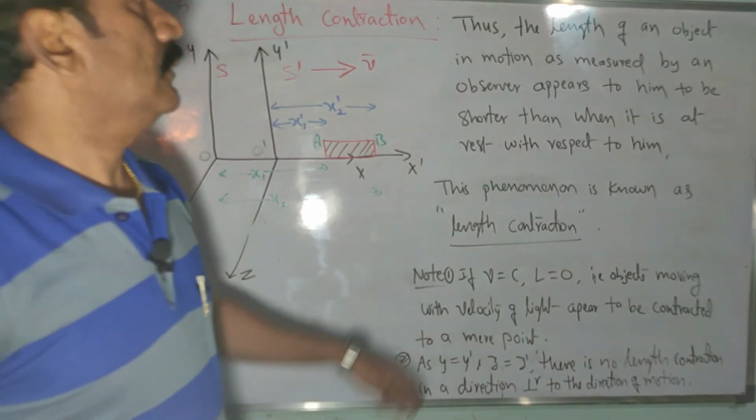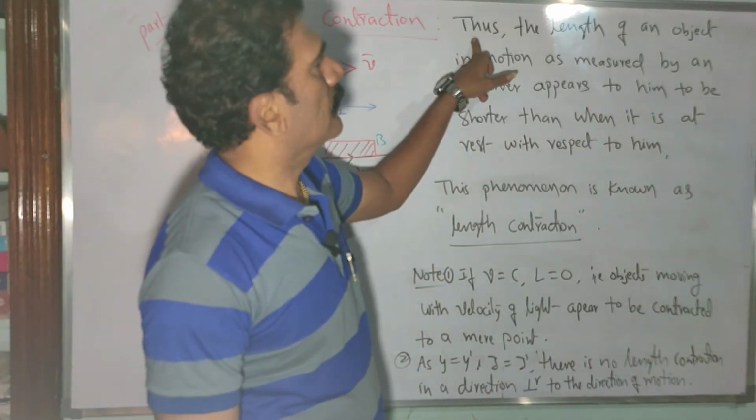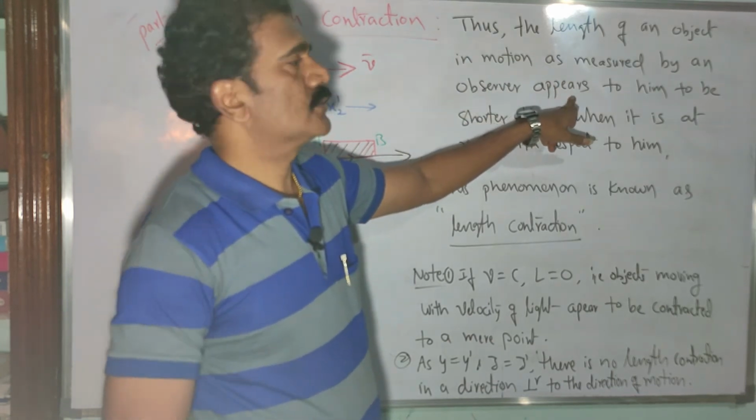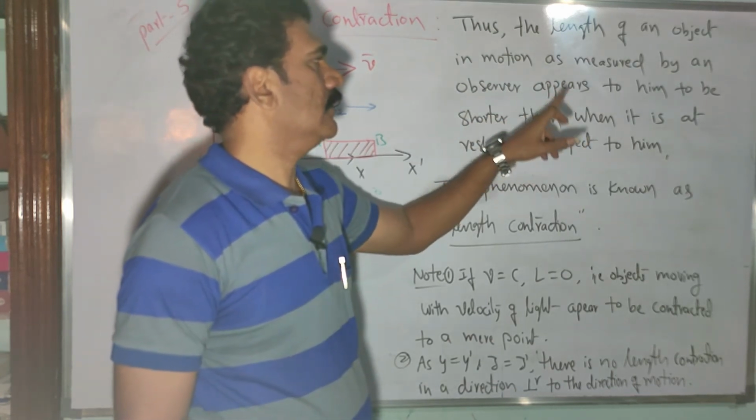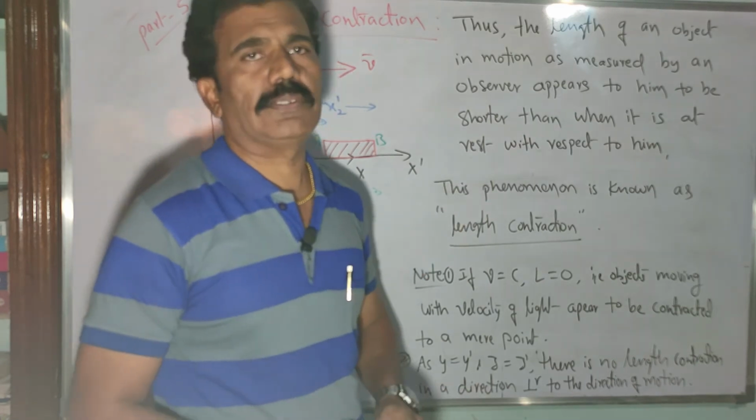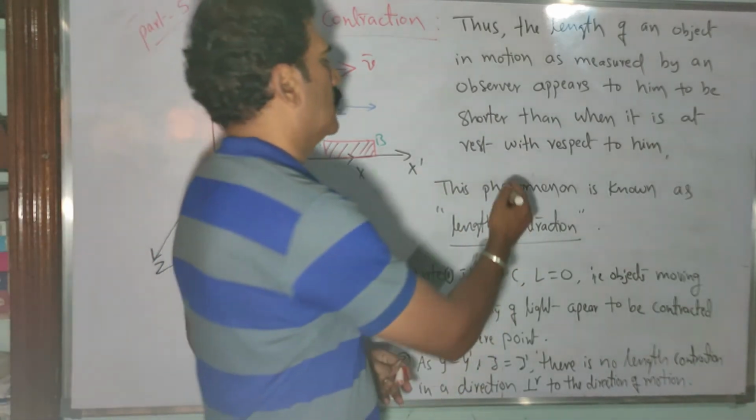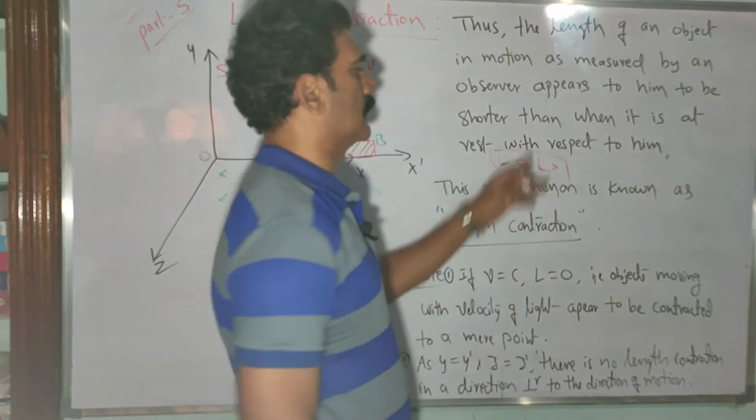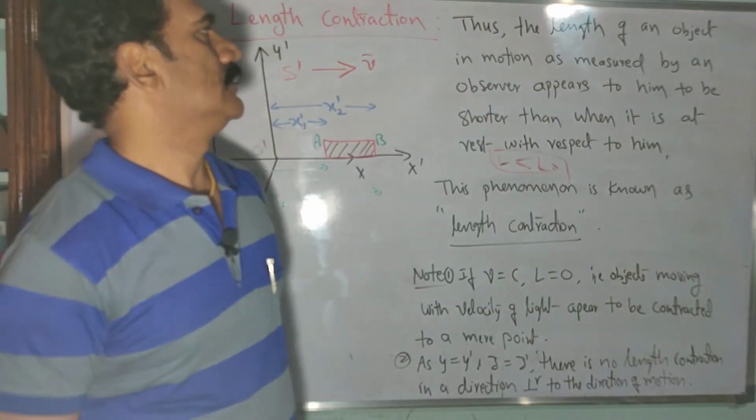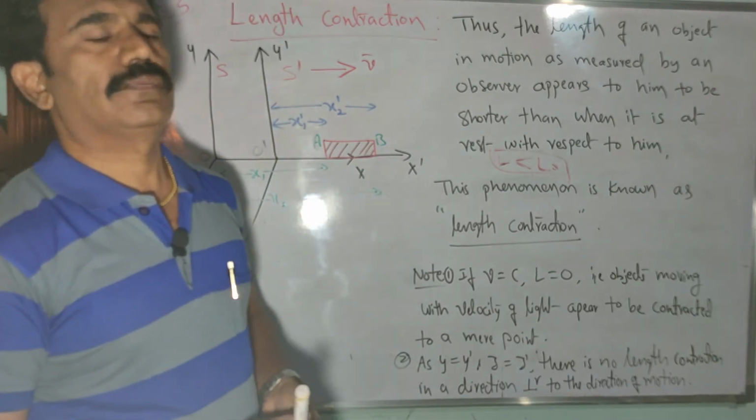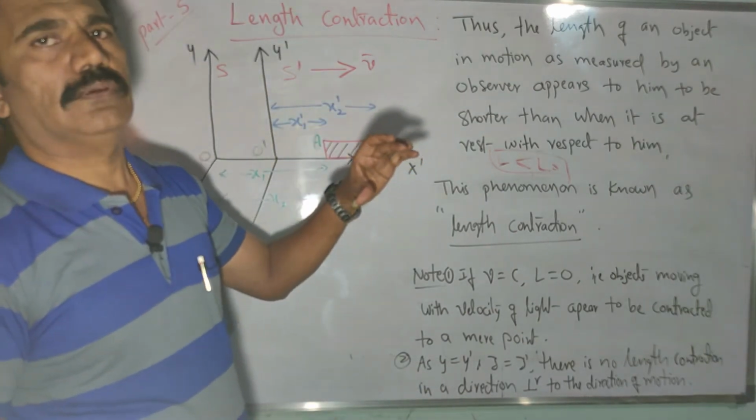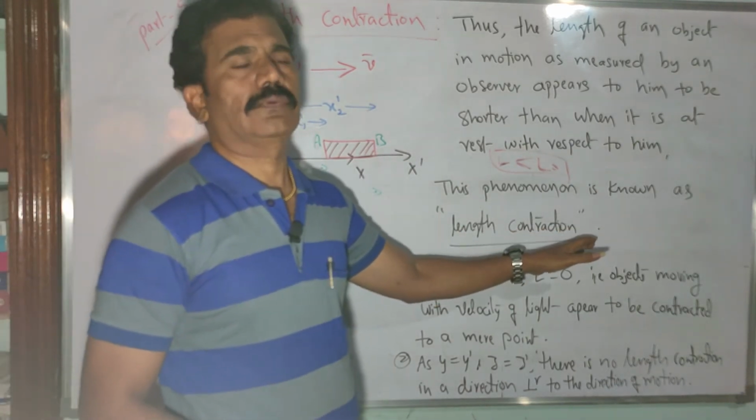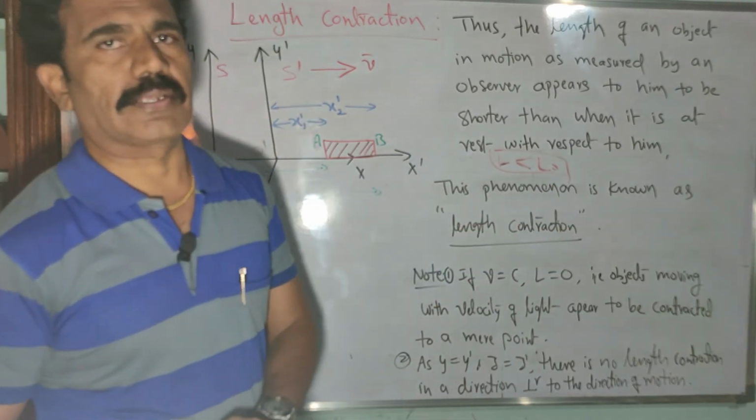Clear? So look at the final conclusion here. The length of an object in motion, as measured by an observer, appears to him to be shorter than when it is at rest with respect to him, isn't it? That means L is observed to be less than L0. That is what I am writing here in words. So this phenomenon of observation of the shorter length with respect to a fixed observer is known as length contraction.